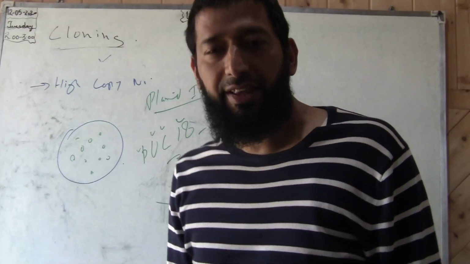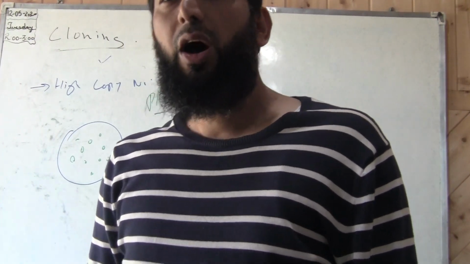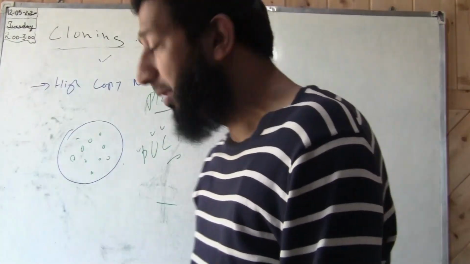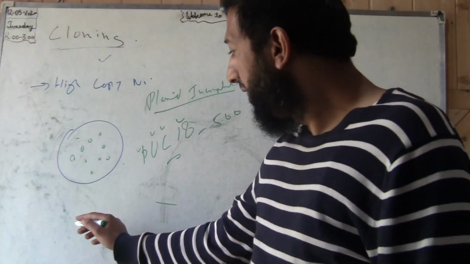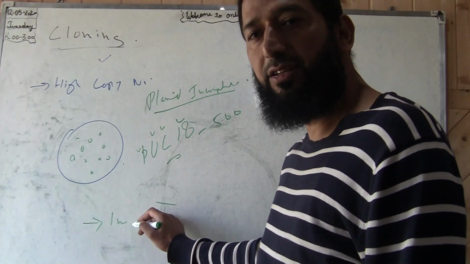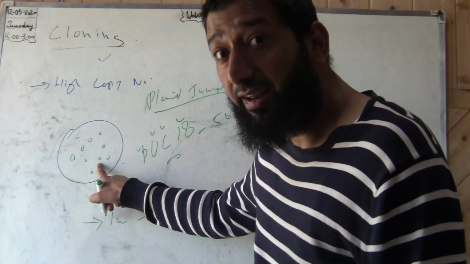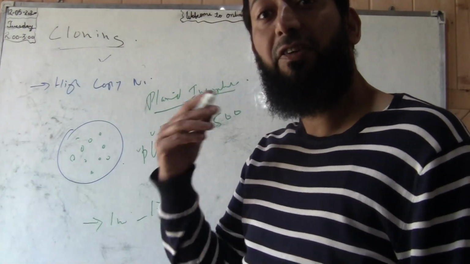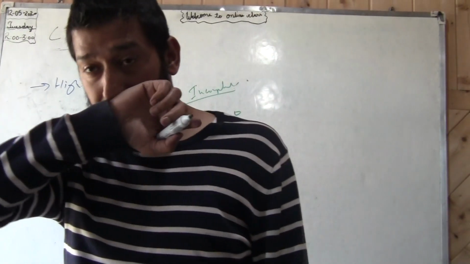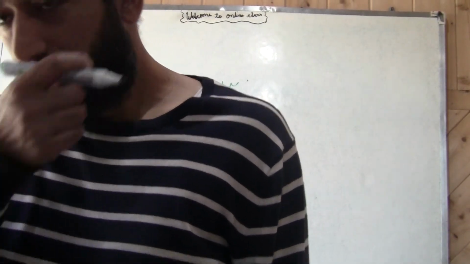So we prefer that our host in which we clone, or a vector, should have high copy number. Because if you have one copy per cell and at the end of a cycle you have say 1 million cells, you'll have 1 million plasmids. But if you have a copy number of 500, each cell will have 500 plasmids. That means 1 million into 500 is around 500 million plasmids at the end of your experiment. So you'll always prefer that.